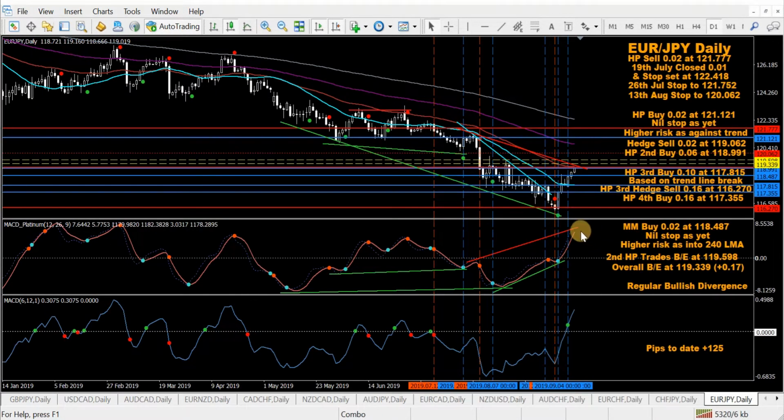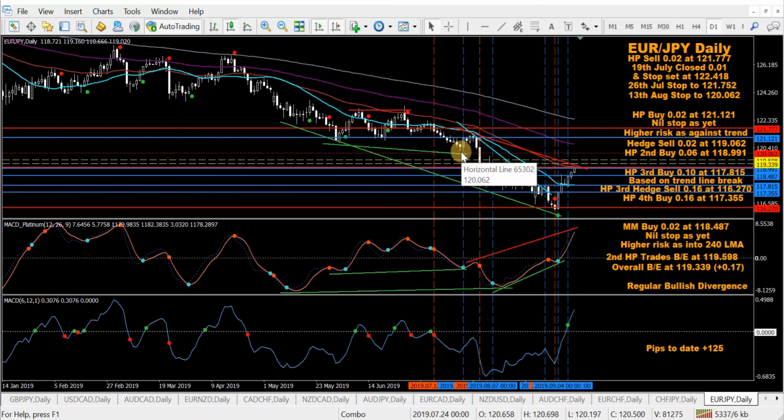Euro yen looking pretty good also. A lot happening here. You can just pause the video and read it. A lot of trades happening. And looks like we're heading up to both the overall break-even levels. So we made a few pips on it. Not a great deal. We've got stops in place. You can read it. We've got a sell back here.